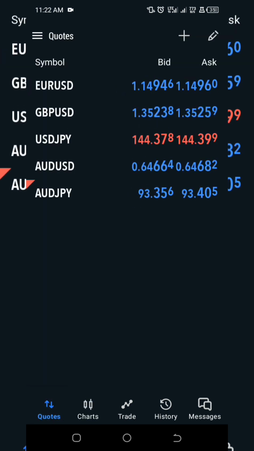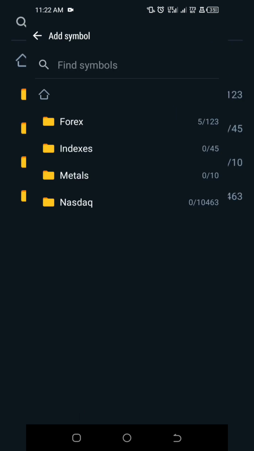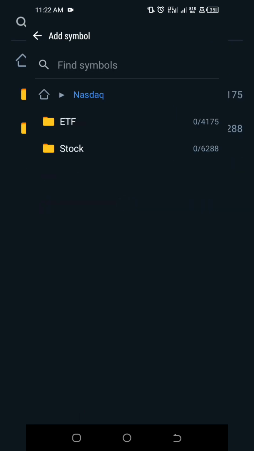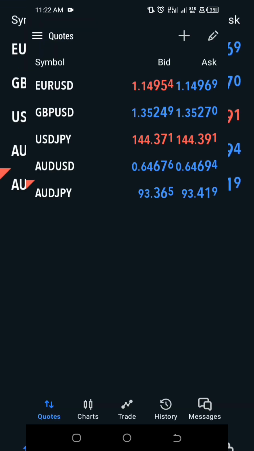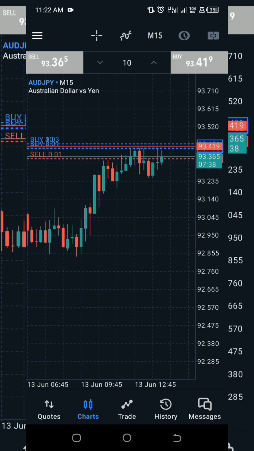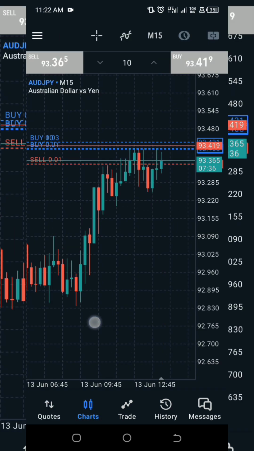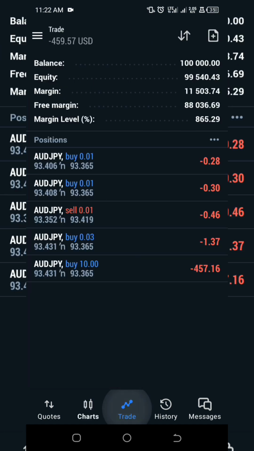And it can be anything: indices, metals, Nasdaq, it can be anything, provided it's listed on the stock market or on the forex market, you can come and sell. So this is what we are selling and buying over here. So you see, we are still in red.